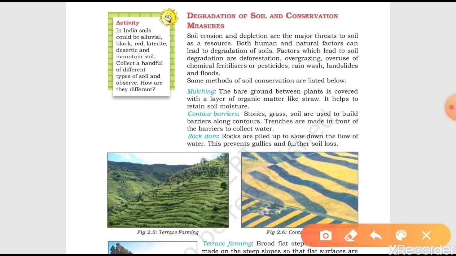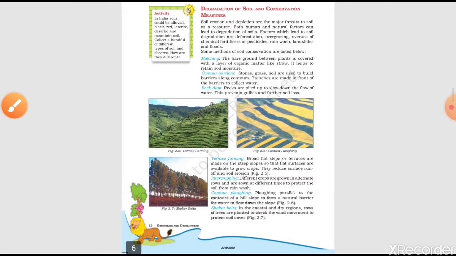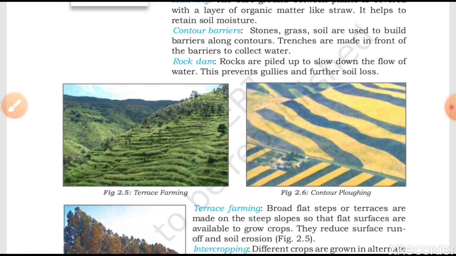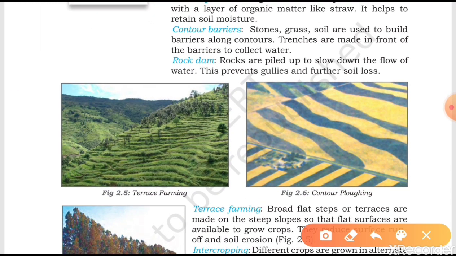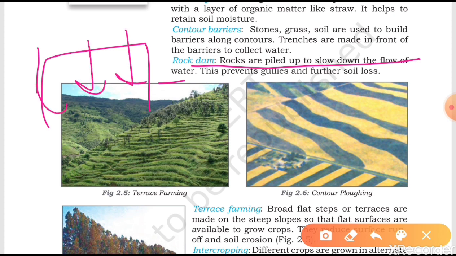Next is rock dam. We all have seen dams, right? So rocks are piled up to slow down the flow of water. This prevents gullies and further soil loss. Why are dams important for soil conservation? Because rocks are piled up to slow down the flow of water, so that the flow of water is regulated and this prevents soil erosion.